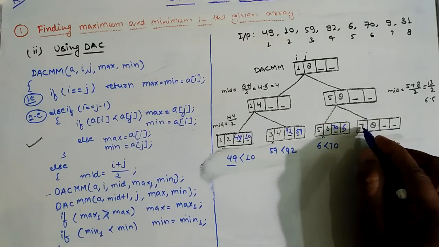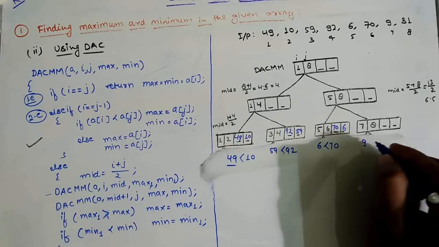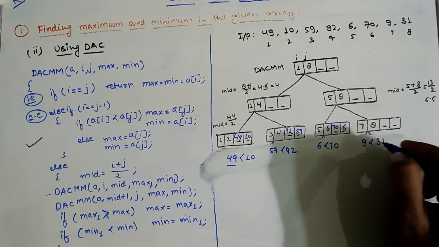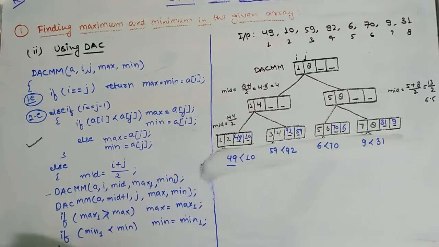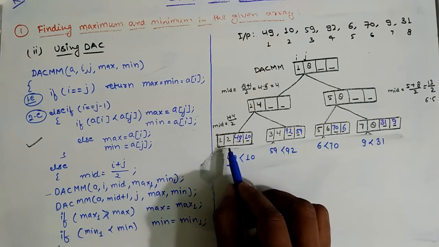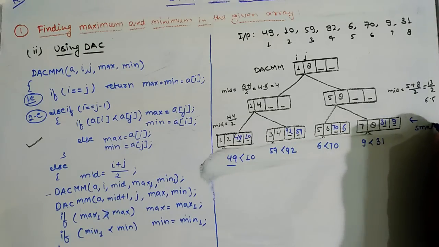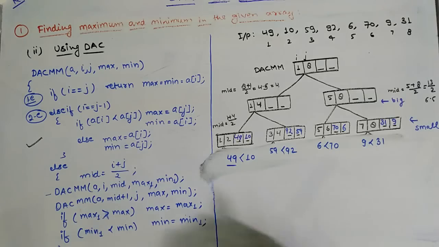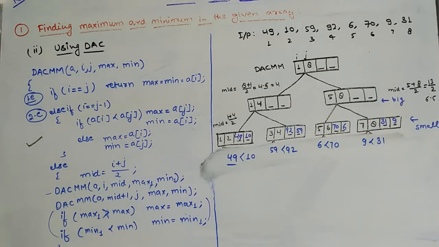Now similarly I will check for the 7th and 8th location. So I check whether a of 7, which means 9, is less than a of 8, which means 31. It would say yes. So 31 would be the maximum and 9 would be the minimum. Now I have solved the base case here, when the problem is small. Here the problem is small, so I just solved it. Here the problem is big. When the problem is big, I go to the third case, that is the recursive calling case.